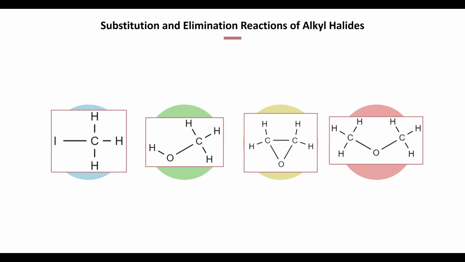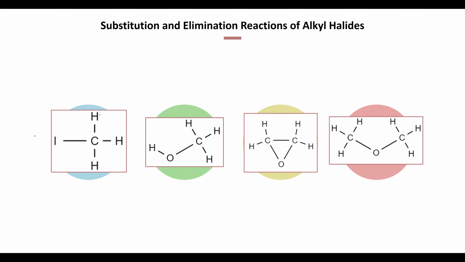They all have an electronegative atom that is attached to an sp3 hybridized carbon atom. This electronegative atom or group creates polarity in the bond between it and the sp3 hybridized carbon atom. And this is what makes it possible for the compound to undergo substitution and/or elimination reactions. So let's look at these examples that we have here.